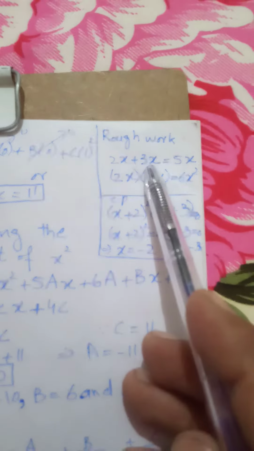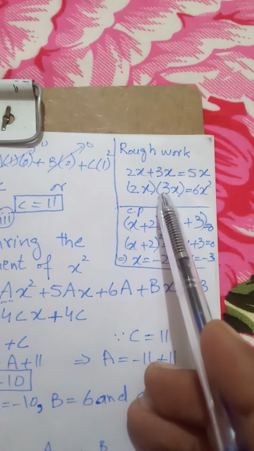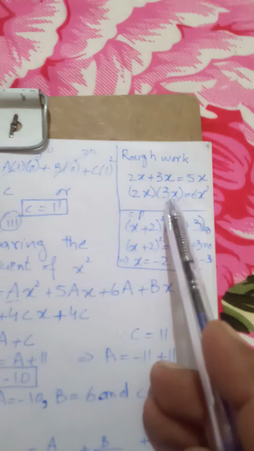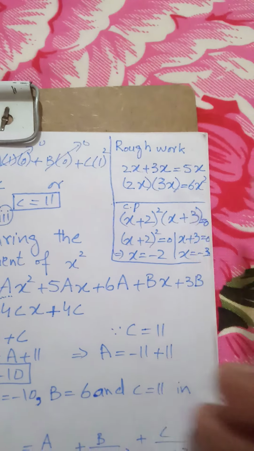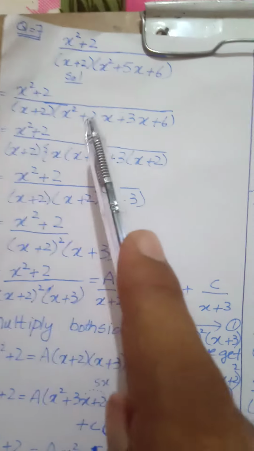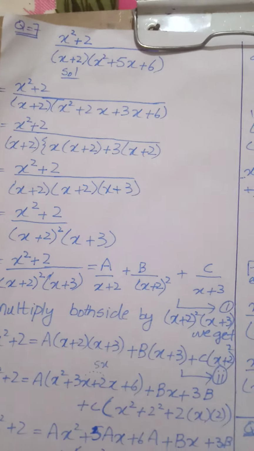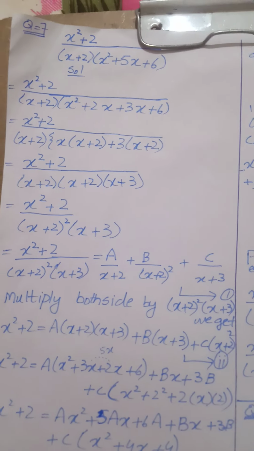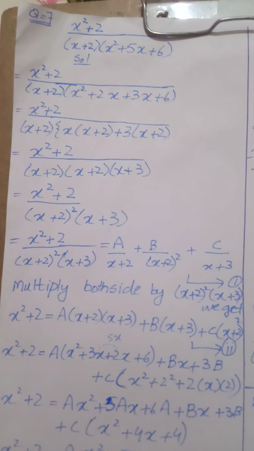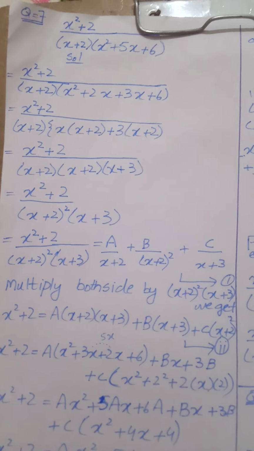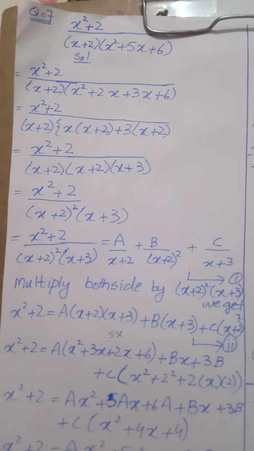Here is some rough work on it. 2x plus 3x gives us 5x, and when we multiply 2x and 3x, 2 threes are 6, and x times x gives us x square. Now these are the two values. If students have any doubt on this factorization, they may ask in the comment section or on any other website, social media, WhatsApp, or anything else.